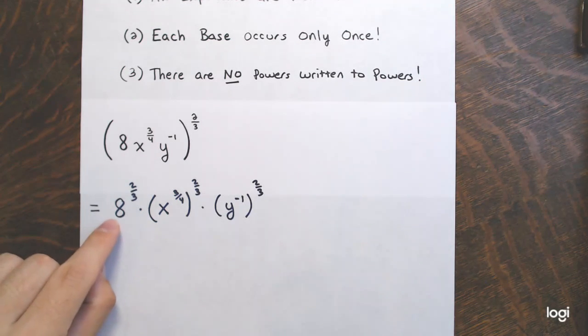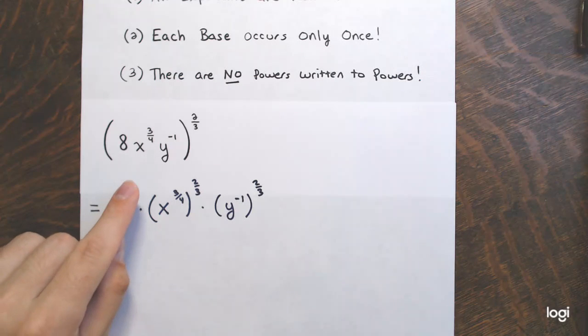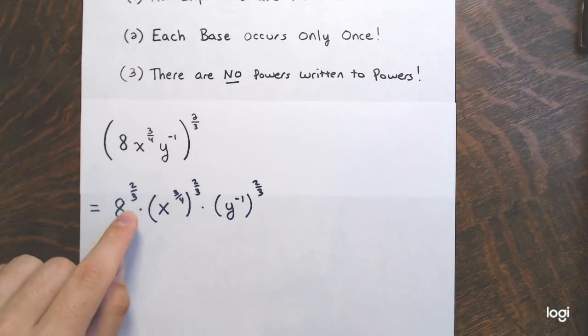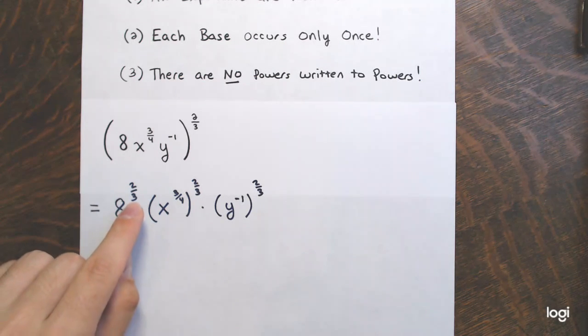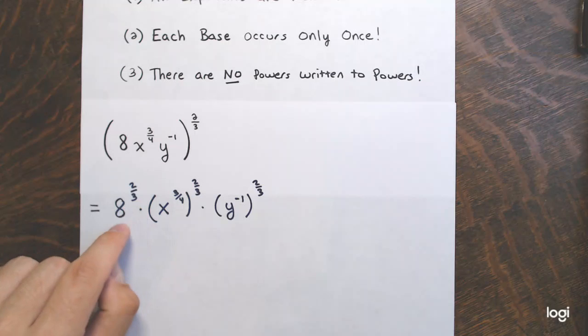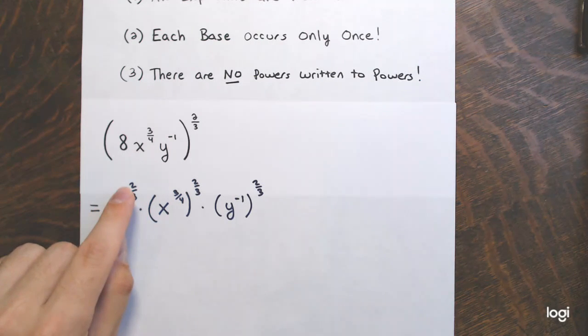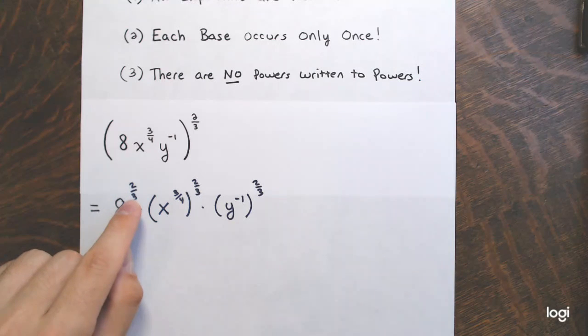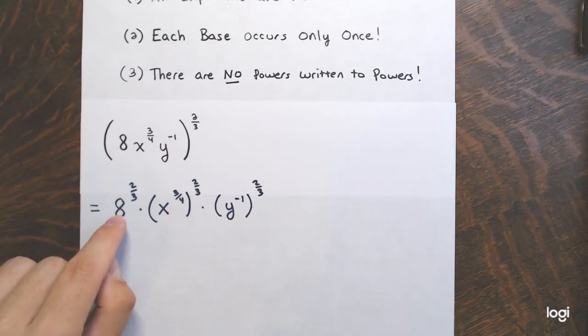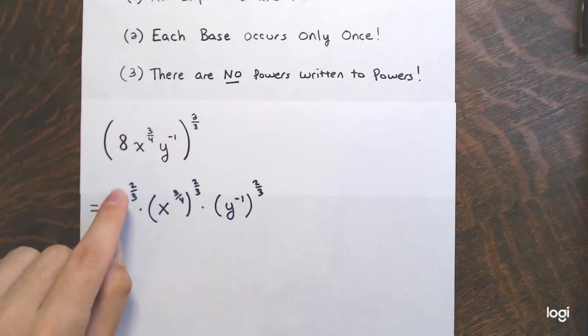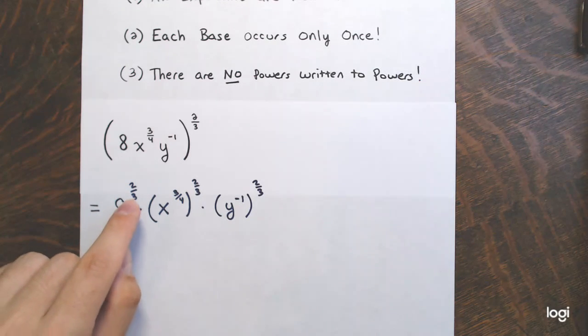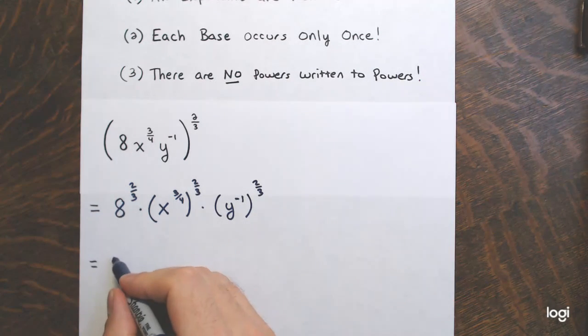And this first factor, 8 to the 2/3, I know what that is. Remember, the denominator is 3 on this power. So that's telling me I'm taking the cube root of 8 first and then squaring it, raising to the numerator. What is the cube root of 8? It's 2. And then 2 squared is 4. 8 to the 2/3 power is 4.